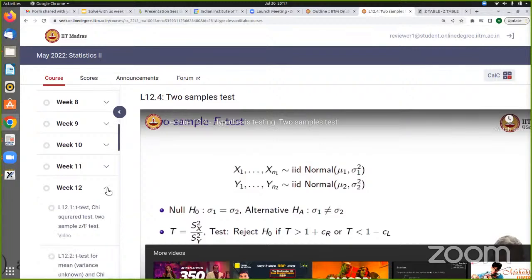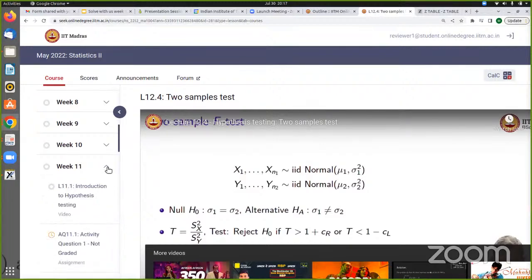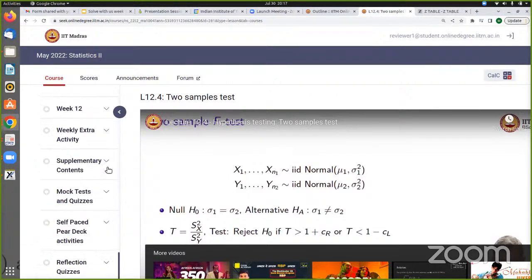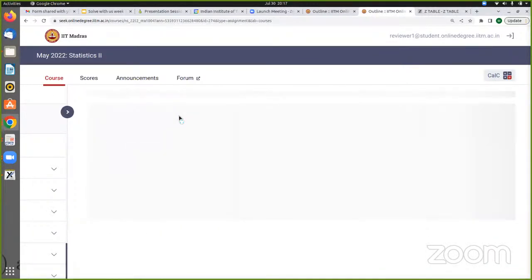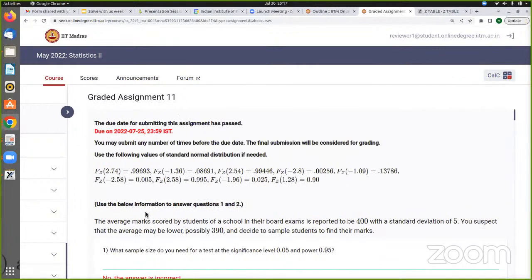Maybe you guys have the grade assignment. Do you have the values given? Some values are given, but I didn't find this 0.05. That's why I was here. If you look at this, let's say FZ of minus 1.09 is given as 0.13786. That means FZ inverse of 0.13786 is minus 1.09.